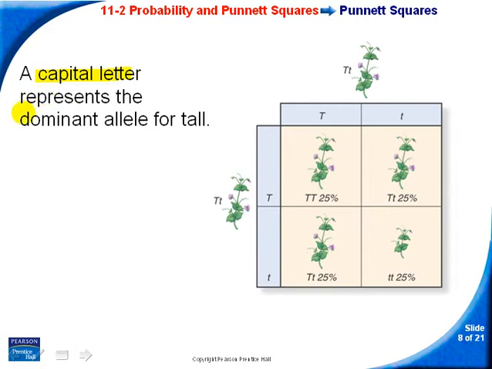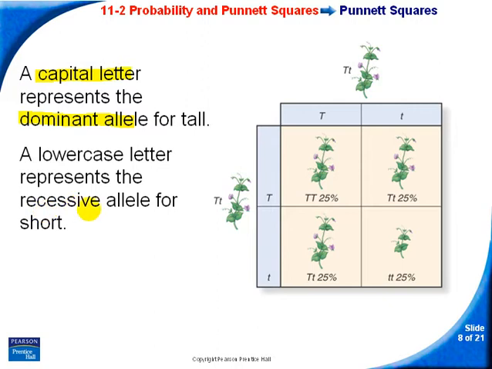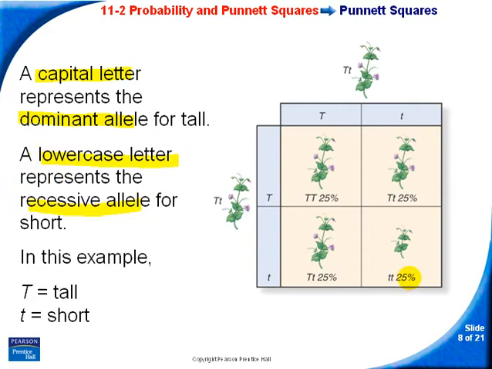A capital letter represents a dominant allele for a trait. So right here you can see here's a capital letter, here's a capital letter, here's a capital letter. These are all dominant alleles. And a lowercase letter represents a recessive allele. And here's a lowercase letter right here.